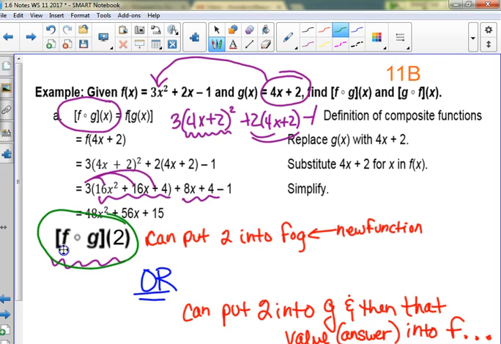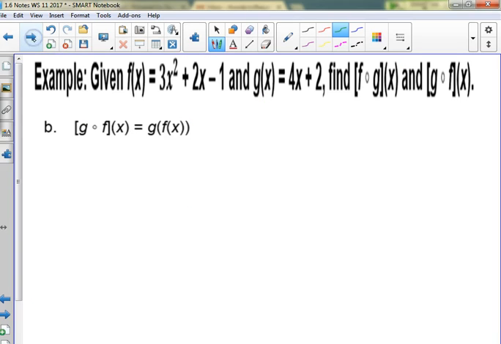Does this sound familiar? Okay. So you could really do this. Put a 2 into function g, and then that answer into f. And most of the time, that's less likely to have you make a mistake than to try to create the new function, unless you've already had to create it for another question. All right.